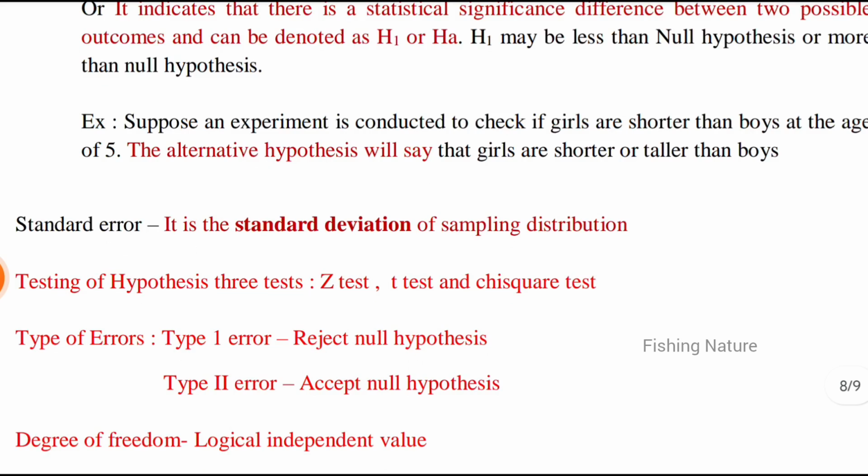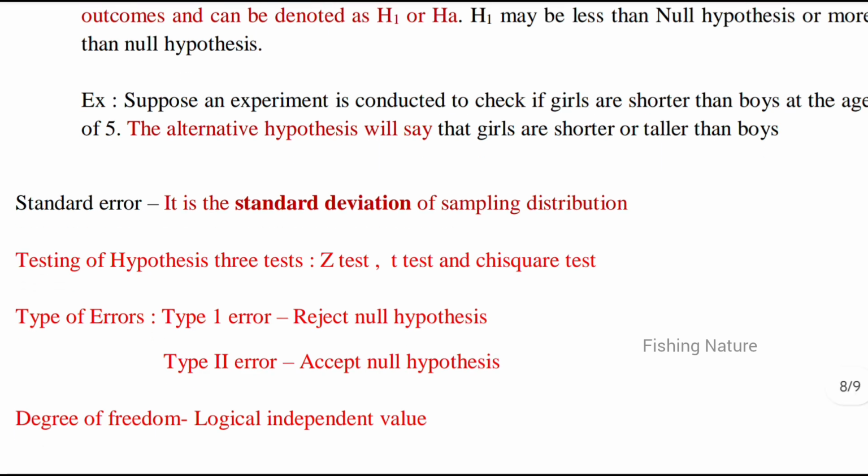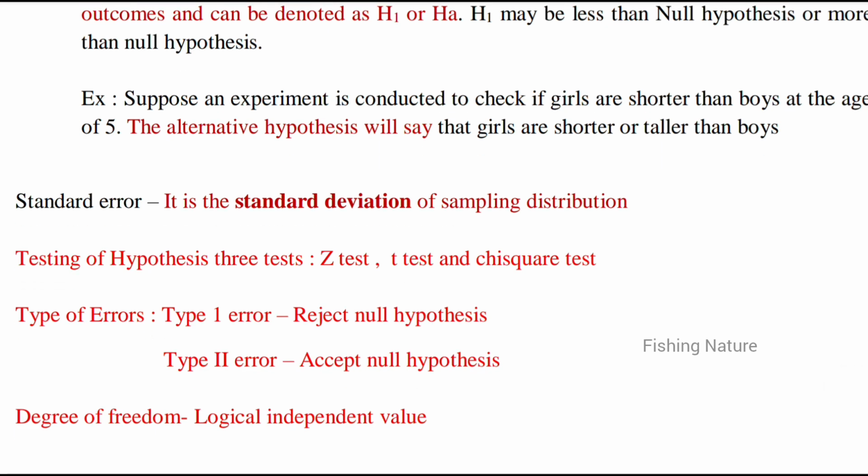Next, suppose an experiment is conducted to check if girls are shorter than boys at the age of 5. Then the alternative hypothesis will say that girls are shorter than boys. It will say the exact value: yes, the girls are shorter than boys. But the null hypothesis will not say that. It will say the approximate value: no, both are the same, like that.